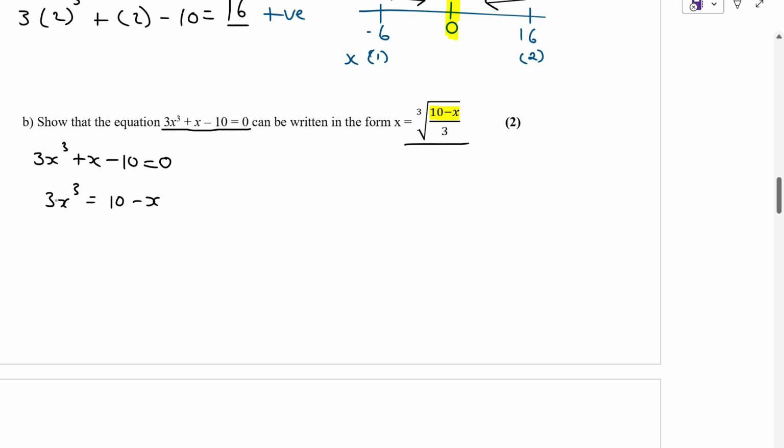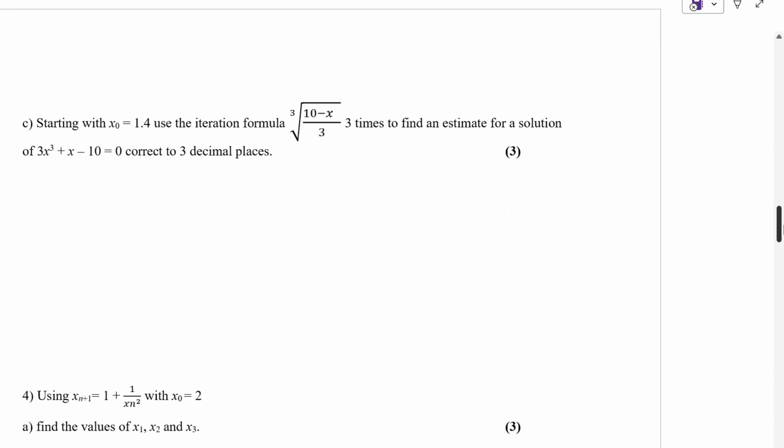So looking at this now, I want it to look like this. I know if I'm working backwards, I need to divide by 3 and cube root, which is exactly what I've got here. So 1 by 1. First I'm going to divide by 3. Always looking back at this final format. And I'm going to cube root. Okay, easy 2 marks. Moving on, part 3.